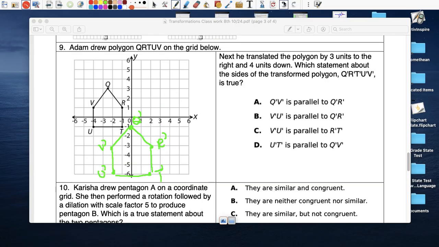No, I did something wrong. So let me do it again. What did I do wrong here? So that's Q prime. Oh, it's half. Oops, sorry. 1, 2, 3. It's actually in the half here, right here. 3 units to the right and 4 units down. 1, 2, 3, 4. There is Q prime. Apologies.